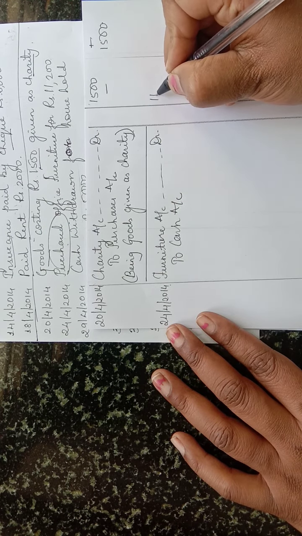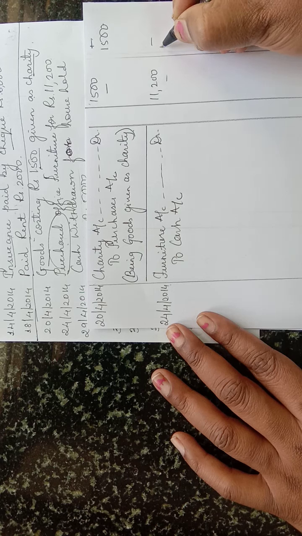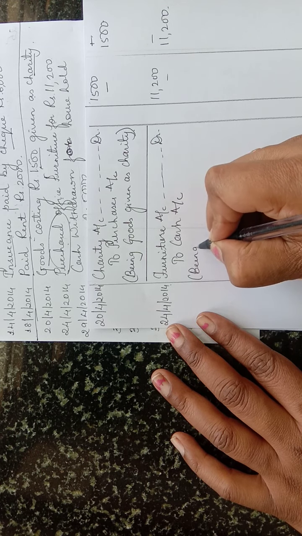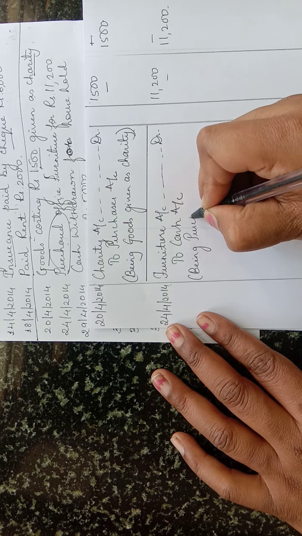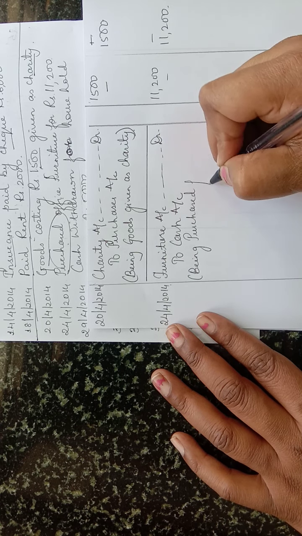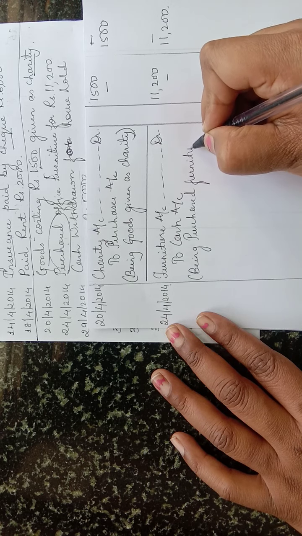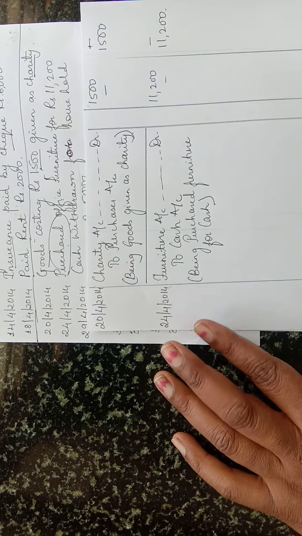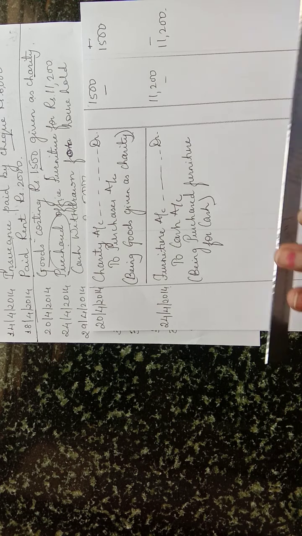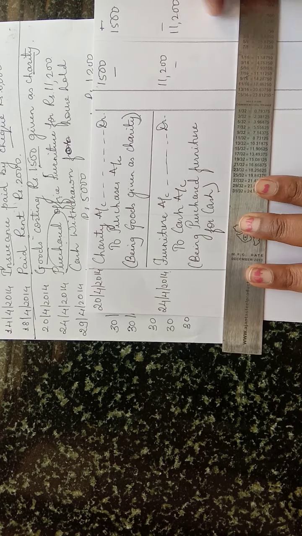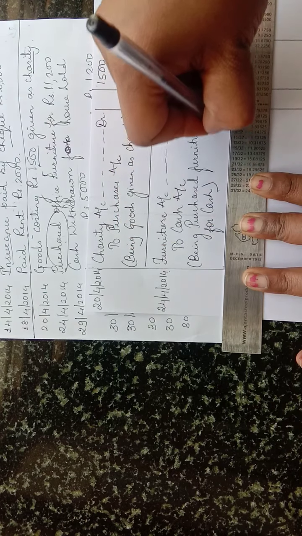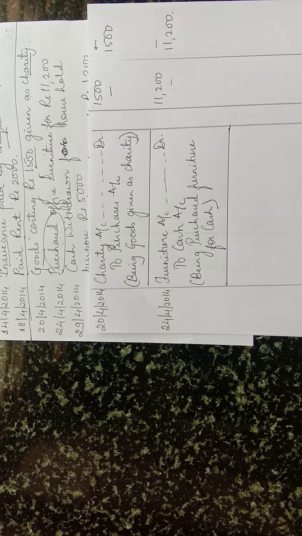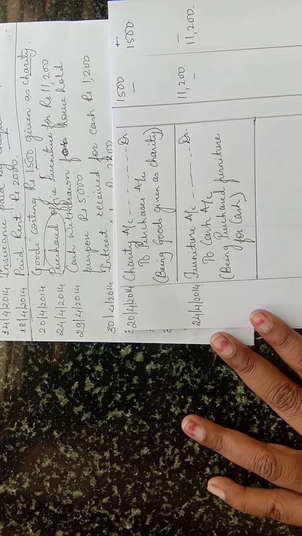Amount is 11,200, here also 11,200. Being furniture purchased for cash. Narration you have to write compulsorily. If you don't know how to write, at least write the transaction, except the amount. Okay, understood? 24 date done. Next, 29 date.